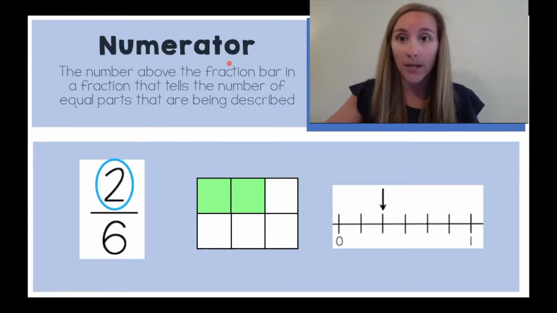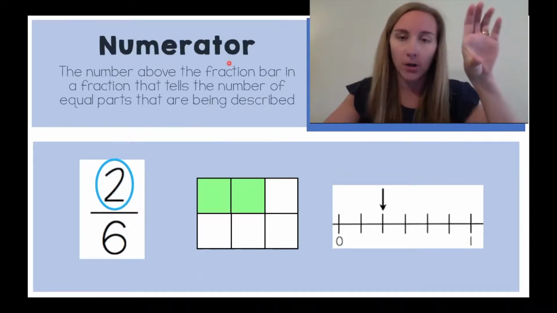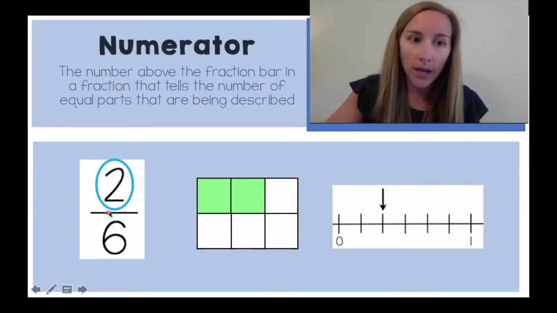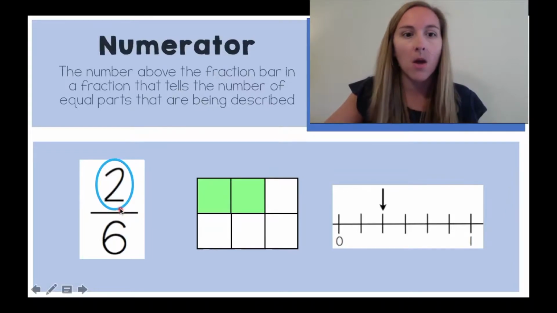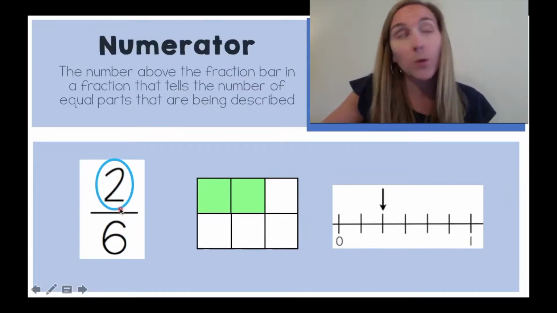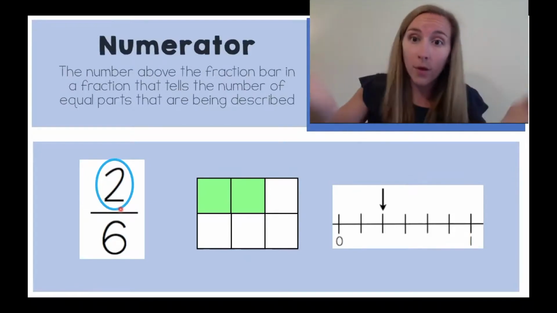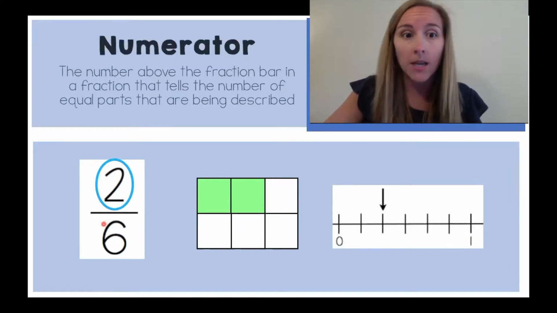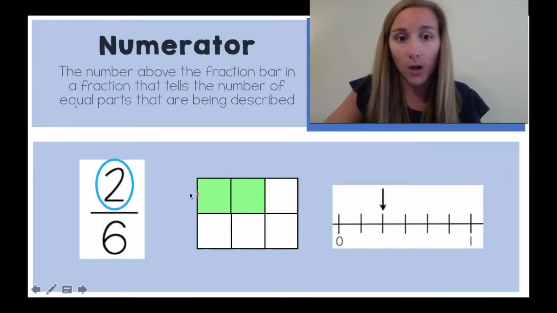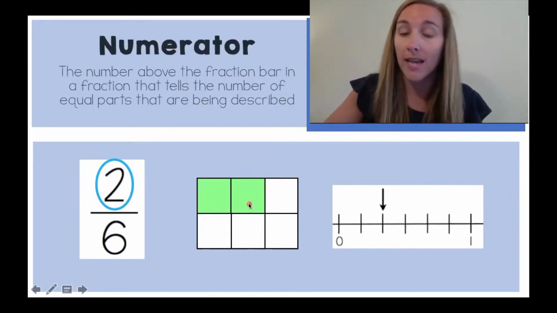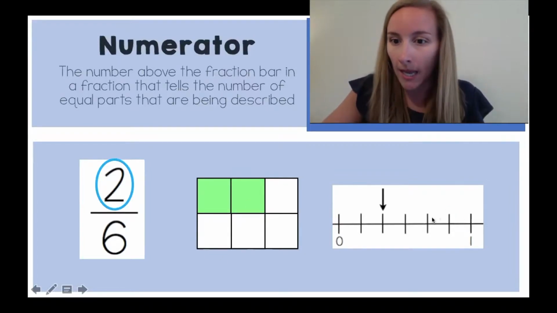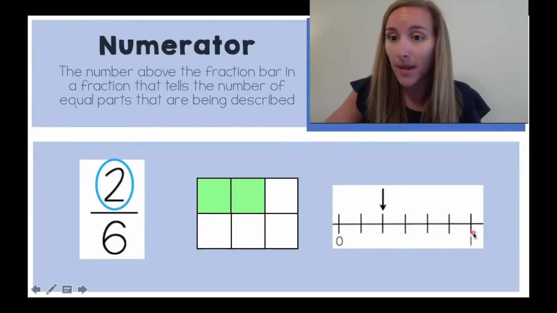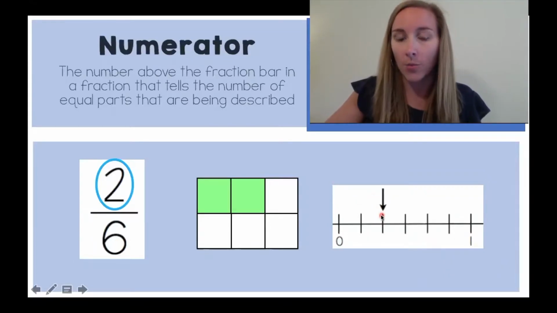So just a couple of quick reviews. When I say numerator, I'm talking about the top part of my fraction, the number above that fraction bar. This number is talking about how many equal parts are being described. Are we talking about 2 out of the whole, 4 out of the whole, or whatever? In this case, my fraction is 2/6, which means I'm talking about 2 parts of the whole. So 2 parts out of the 6. On my number line again, because my denominator is 6, that means I have to have 6 spaces from 0 to 1 and my arrow pointing to that second one.